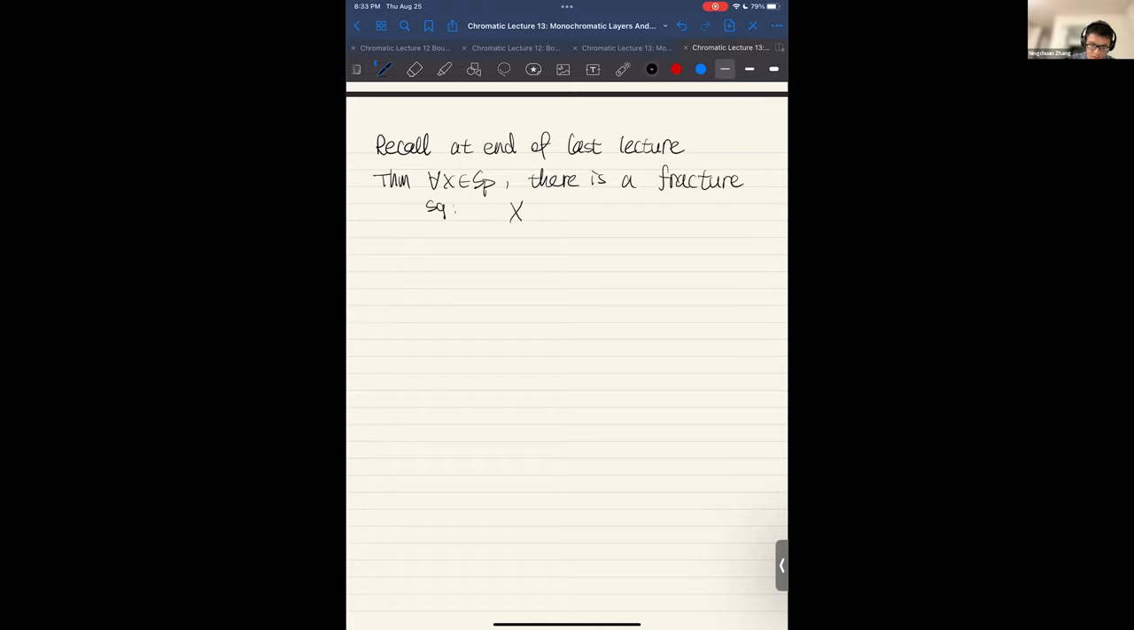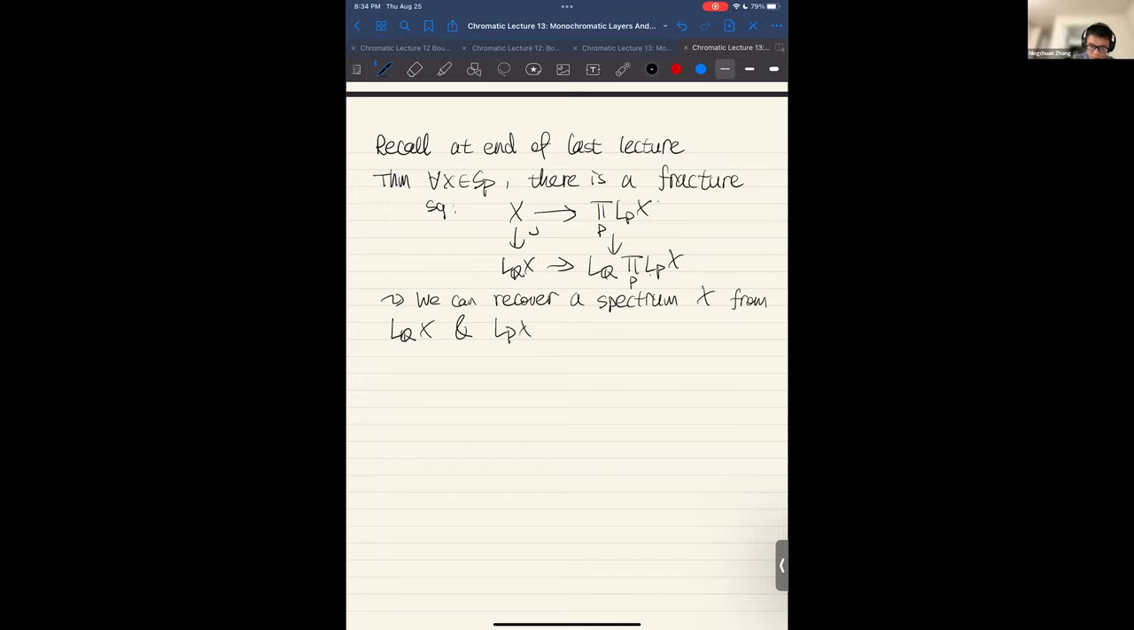Namely, we can first rationalize X, as well as do the p-completion of X at all primes, and take the rationalization of the p-completions. This means we can recover a spectrum X in theory from its rationalization and its p-completion at all primes.